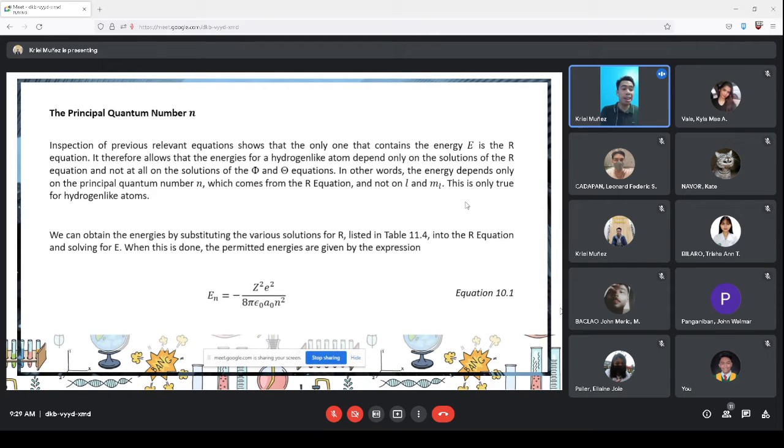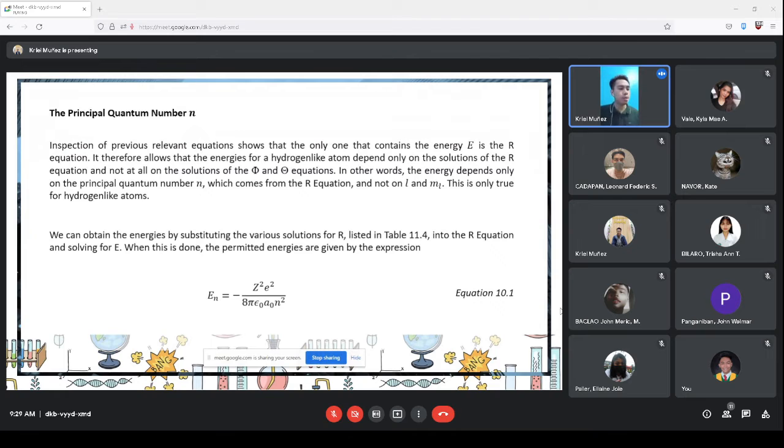We can obtain the energies by substituting the various solutions for R listed in table 11.4. As I have mentioned, hopefully may screenshot kayo ng last nating slides or at least yung ating tables into the R equation and solving for E. When this is done, the permitted energies are given by this expression. So we have E sub n, regardless of what n is, equal to negative Z squared e squared over 8 pi epsilon a sub 0 n squared.